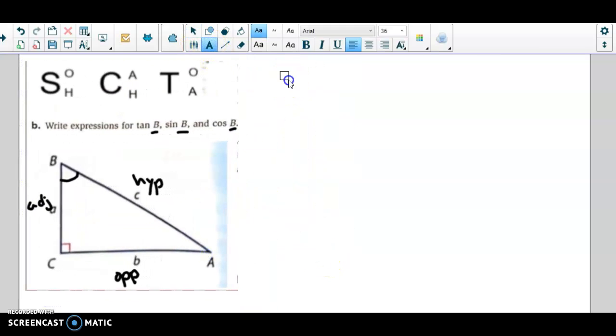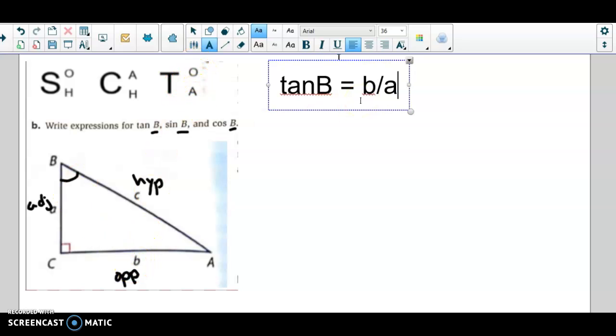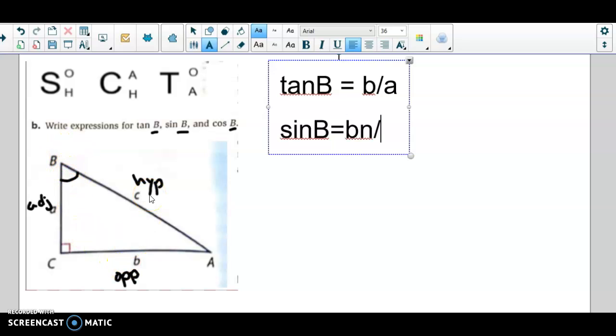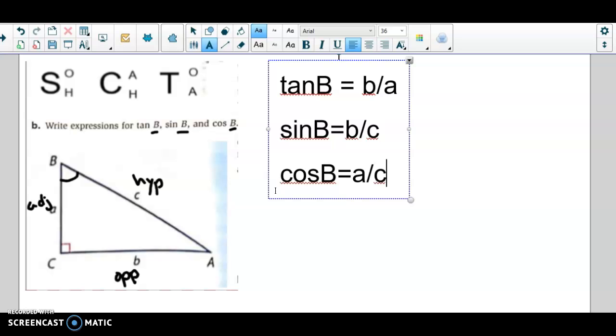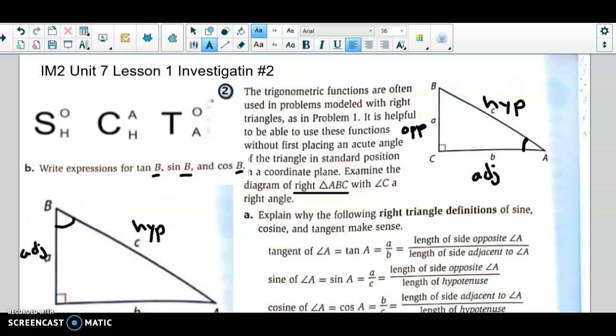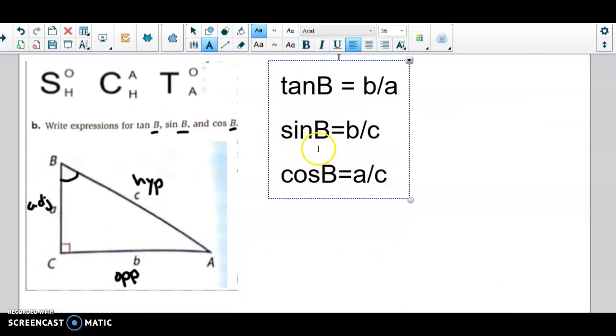So we have our tangent. The tangent of B is going to be equal to the opposite over the adjacent, TOA. So B over A, B divided by A. Our cosine of B, I'm just trying to go in the same order that this is given. The B angles are up here. The sine of B is opposite over hypotenuse, so that's B over C. And then our cosine of B is adjacent over hypotenuse, A over C, A divided by C. All right, so that's problem 2B for this section.